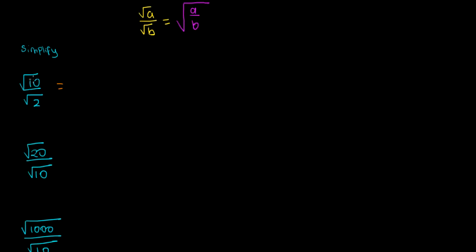We've got the square root of 10 over the square root of 2. If we assume the square root of 10 is the square root of a, and the square root of 2 is the square root of b, then we can simply boil this down to the square root of 10 over 2, right? But I don't want to stop there. I know 10 over 2 can be simplified even further to 5, so instead of writing 10 over 2, I can just write this as the square root of 5.